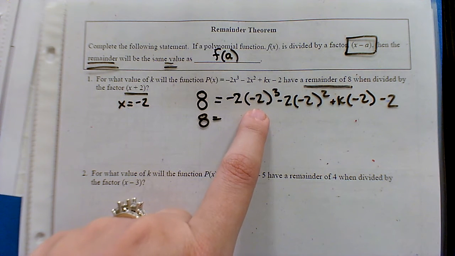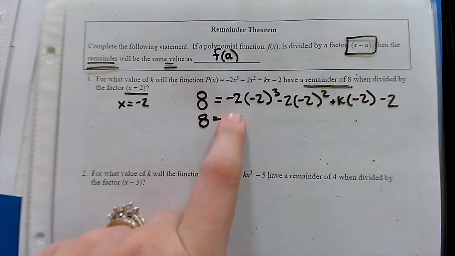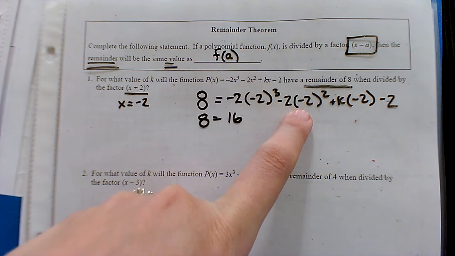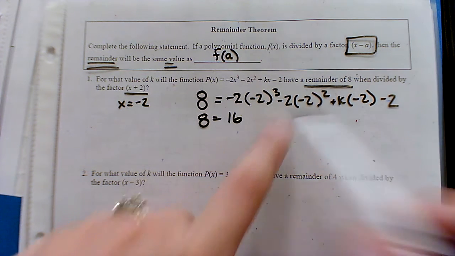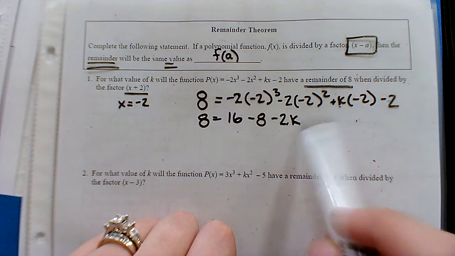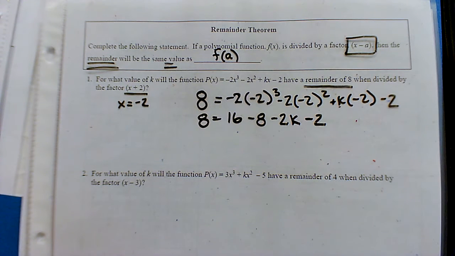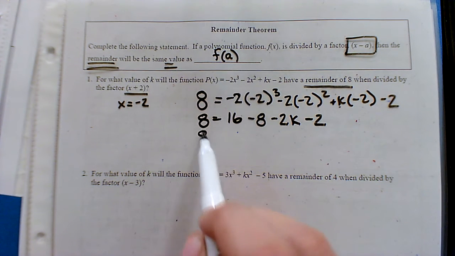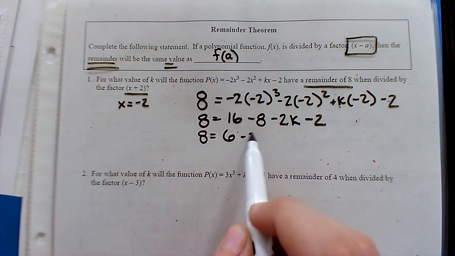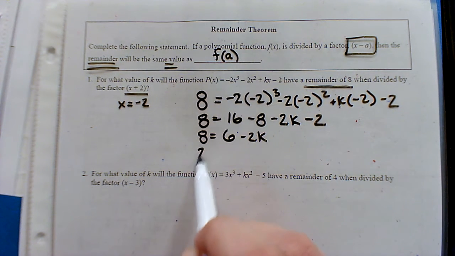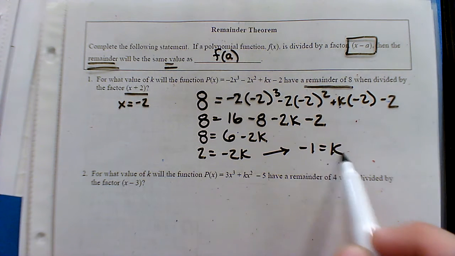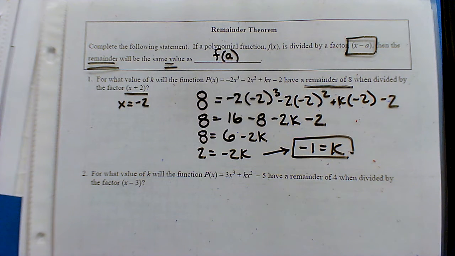Let's see, -2 cubed is -8. Times -2 is a +16. -2 squared is 4. Times -2 is a -8. We then have a -2k, and then -2. So maybe combining some like terms. 16 minus 8 minus 2, we got 6. Subtract the 6. Divide -2. Looks like our k value is -1.